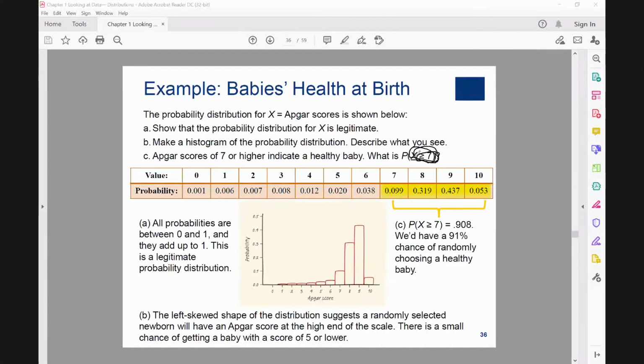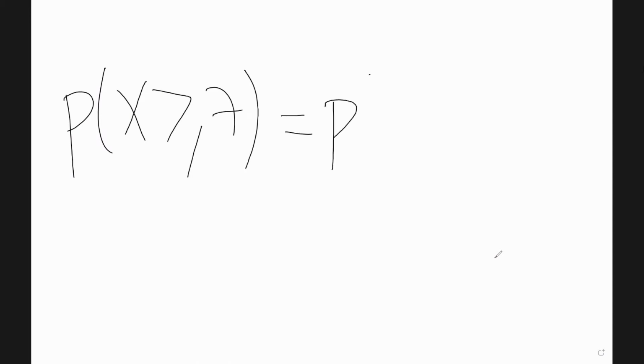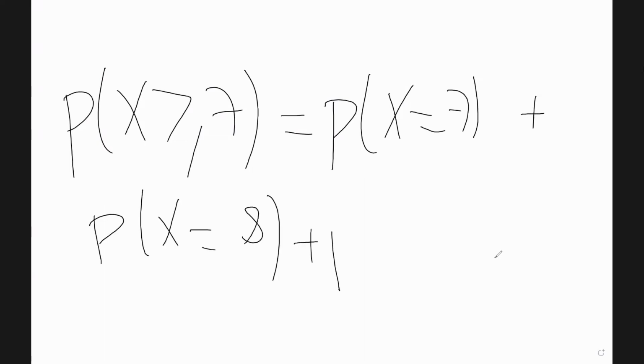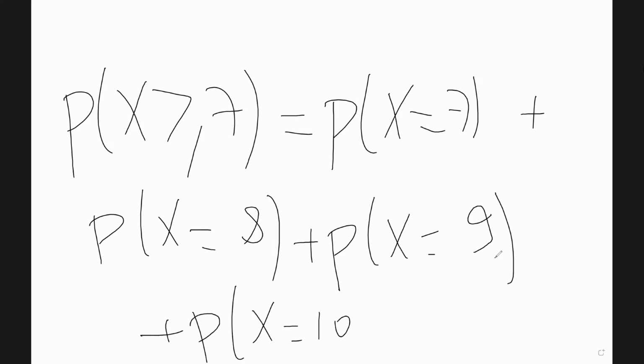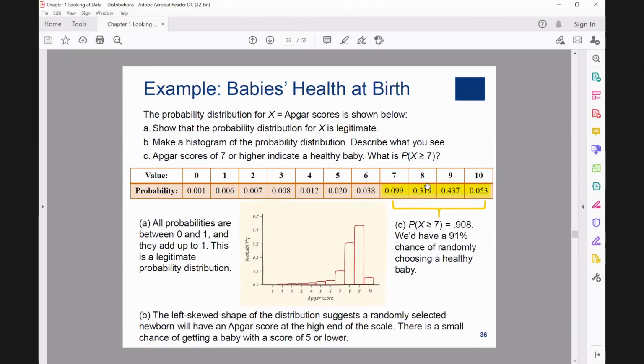What should I do in order to evaluate this? I have to add these values. Why? Because I can see the following. P of X more than or equal to 7 is equal to P of X equals 7 plus P of X equals 8 plus P of X equals 9 plus P of X equals 10. Then we have to add these values. Obviously we have all that is requested thanks to the table. We add them and we obtain 0.908. That means it's something like 91%.